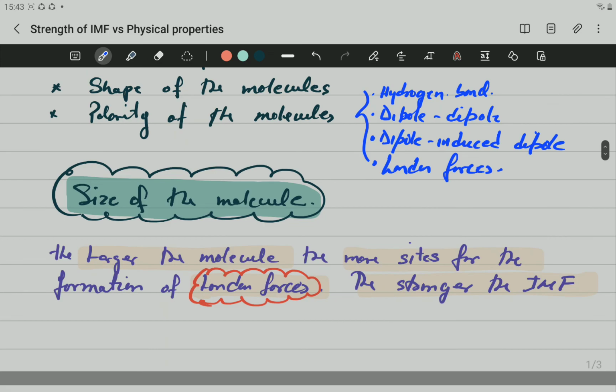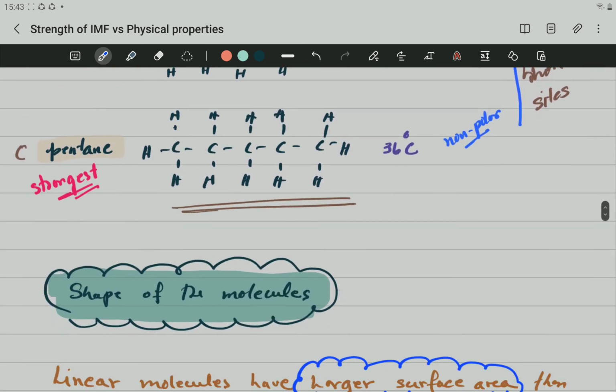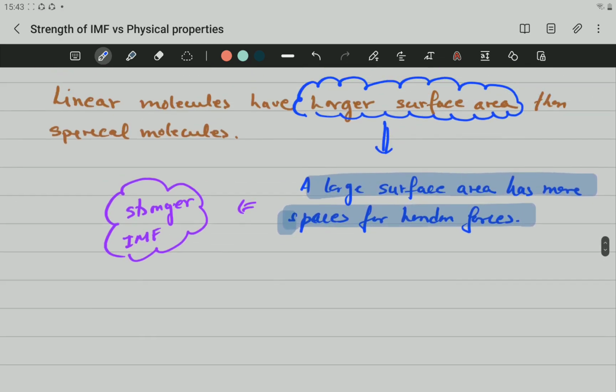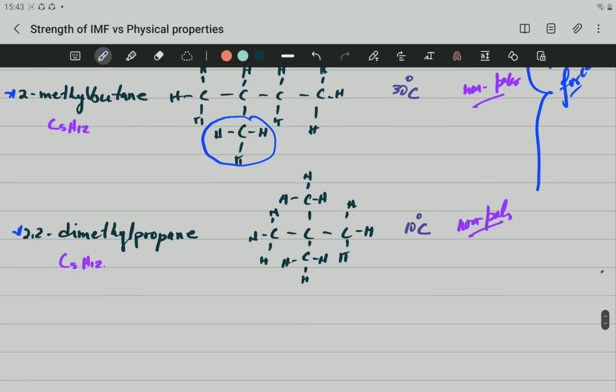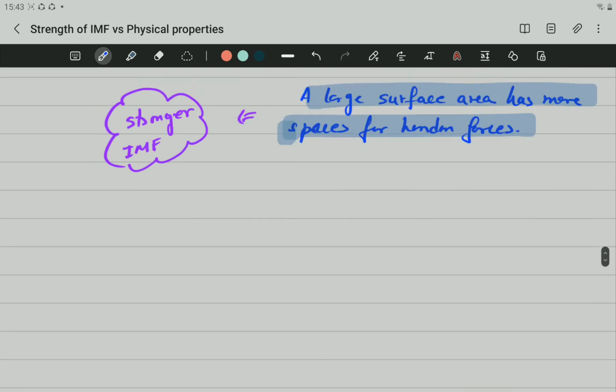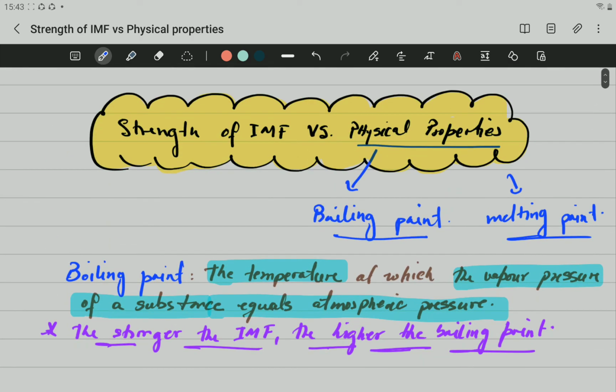Now, what you need to know. The stronger the intermolecular force, the more energy is needed to break the intermolecular force. And because more energy is needed to break the intermolecular force, there will be a higher boiling point and melting point. This is everything related to the strength of the intermolecular forces versus physical properties.